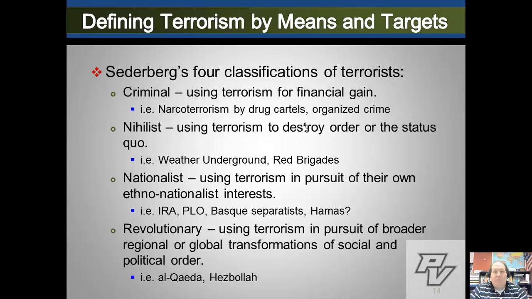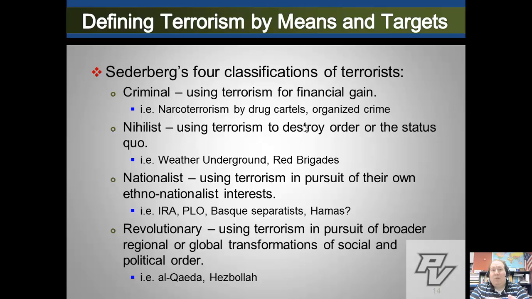Nationalist terrorism is using terrorism in pursuit of ethno-national interests. Groups like the IRA versus Sinn Féin, which were the groups in Northern Ireland, the Palestinian Liberation Organization, the Basque separatists who are seeking independence from Spain, and Hamas, who's helping the Palestinians attempt to gain their own territory. These are nationalist terrorists. And when they specifically target buses or other locations in Israel, for example, with the PLO and Hamas, they're attempting to influence their own political targets by trying to push their own agendas.